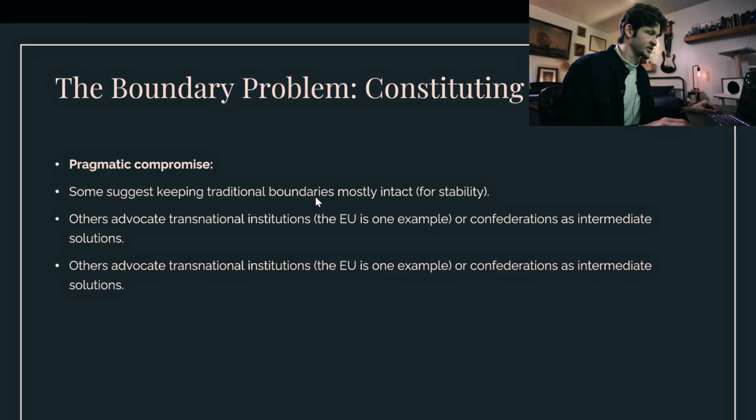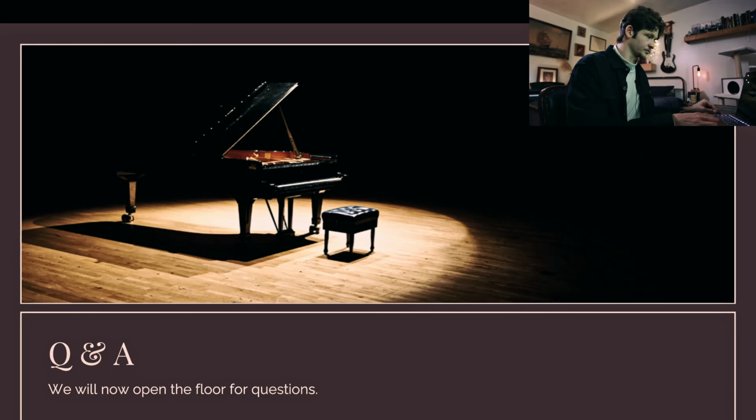Some suggest keeping traditional boundaries mostly intact for stability. Others advocate transnational institutions. The EU is one example, or confederations as intermediate solutions.